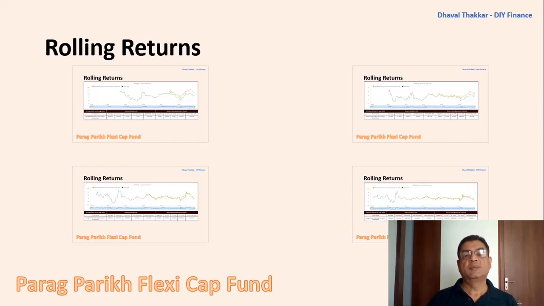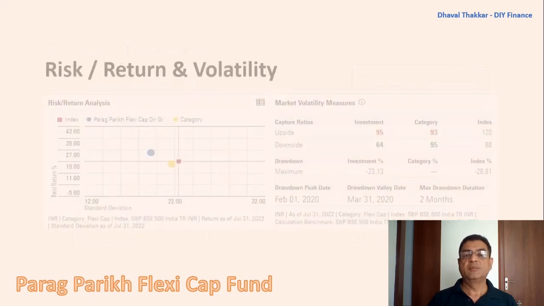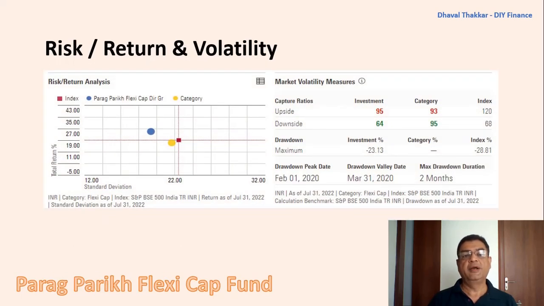Now let's look at the upside and downside capture ratios. The upside capture ratio is the measure of how the fund performed relative to the index during the period when the index rose. Here the value is 95, which indicates that the fund underperformed the index by 5% during the rise period. Here the higher the value the better, and it should generally be more than 100.